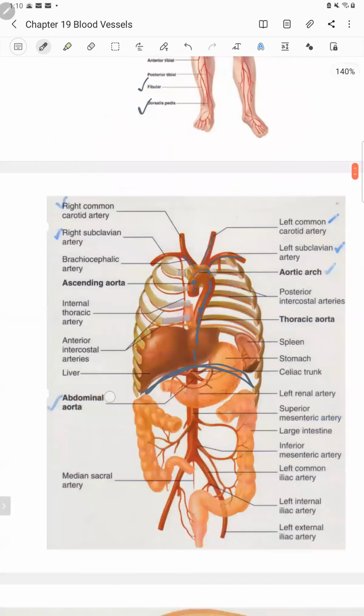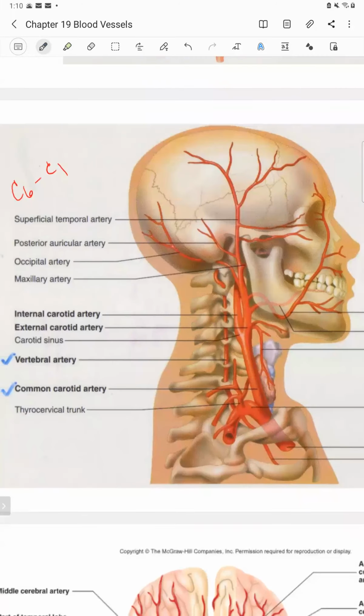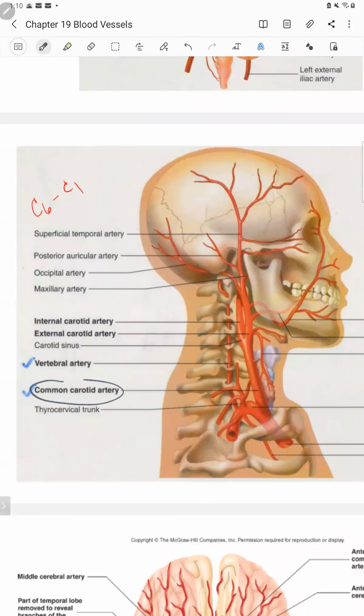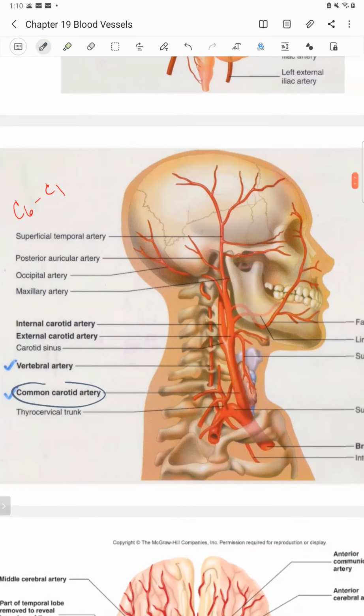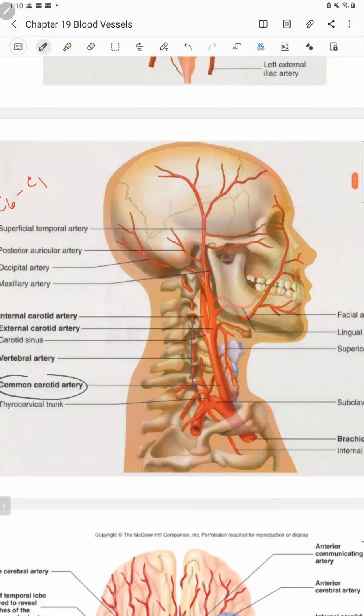Some more of the blood vessels with the head and neck. So here's a view of the common carotid. That common carotid will split into the internal and external. The external is more to the outside, so it's a more superficial blood vessel, and the internal is deeper. Then the branch off of that goes up into the neck or into the vertebral bones.